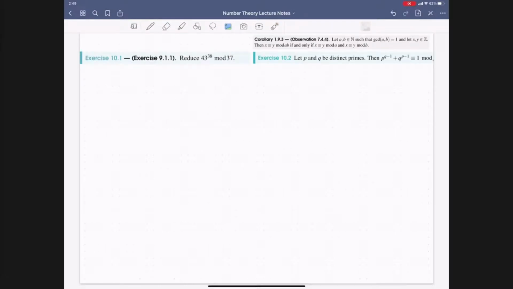So for our next example, we are going to do some computation for Fermat's little theorem. So let's go ahead and suppose we want to find 43 to the 38 modulo 37 by hand. Well, this looks awful. We're raising something to the 38th power, but Fermat's little theorem and the properties of modular arithmetic will allow us to simplify this significantly. Here's how.